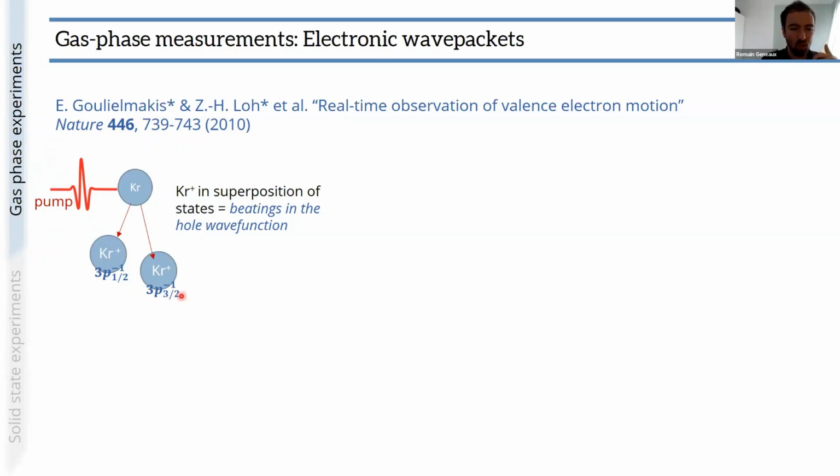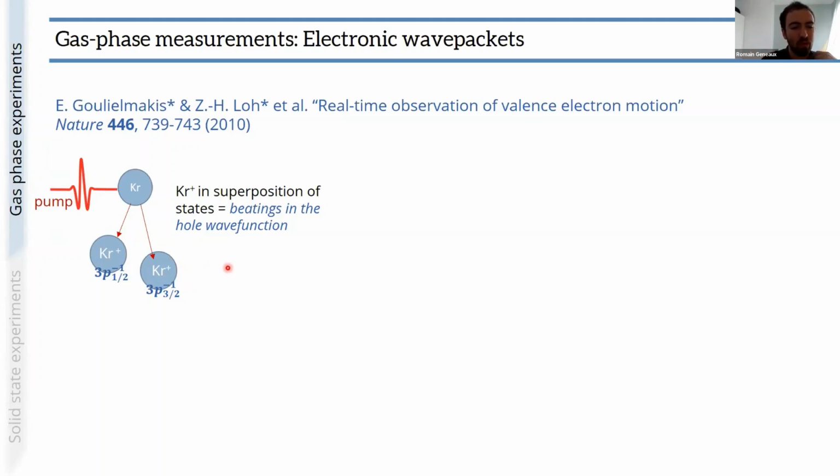When you do this by strong field ionization, you can create krypton in two different states. You have the hole in the 3p levels, but you can have them in the 3p 1/2 or 3p 3/2. So you get two states that are split by the spin-orbit splitting, and they have slightly different energy. What you get is a superposition of states between these two ionic states. So you're going to have a hole wave function, and it's going to beat as a function of time.